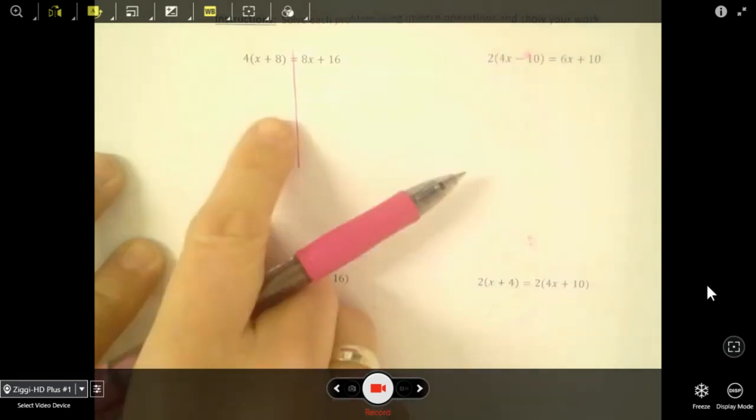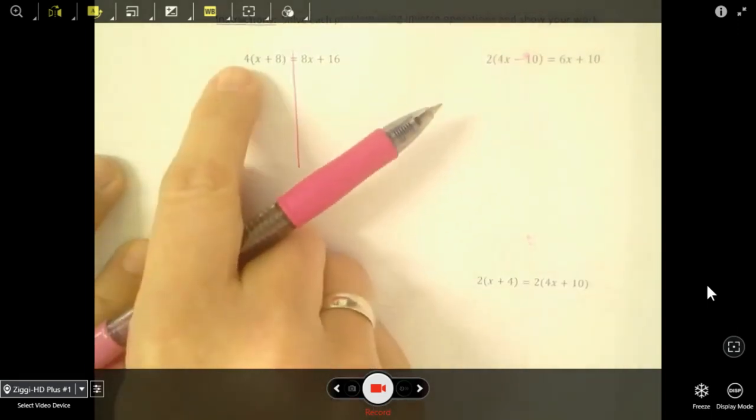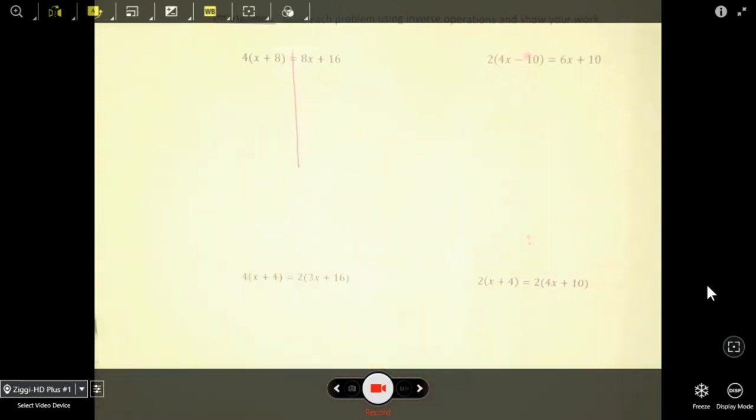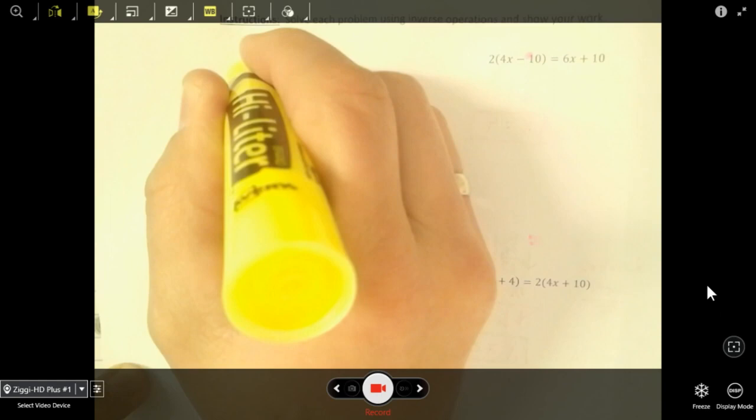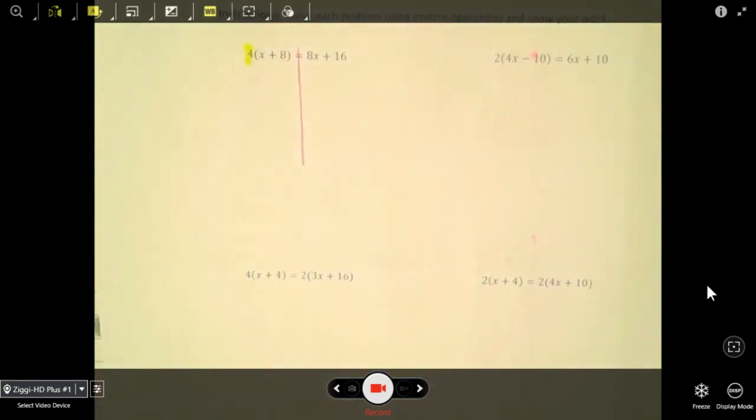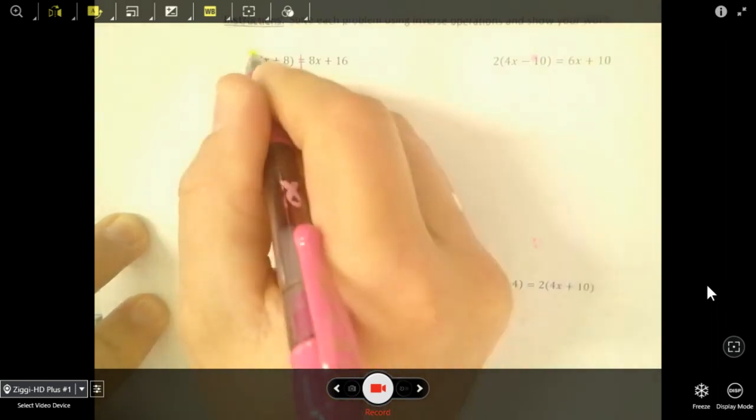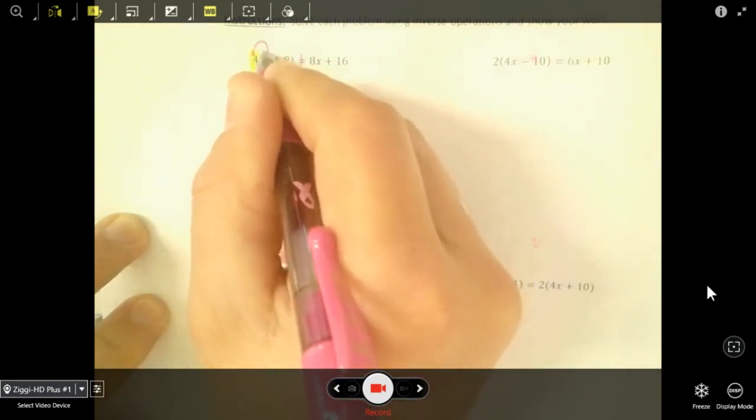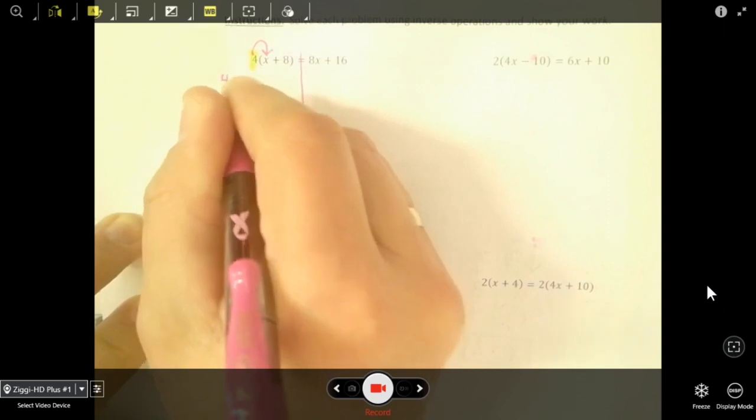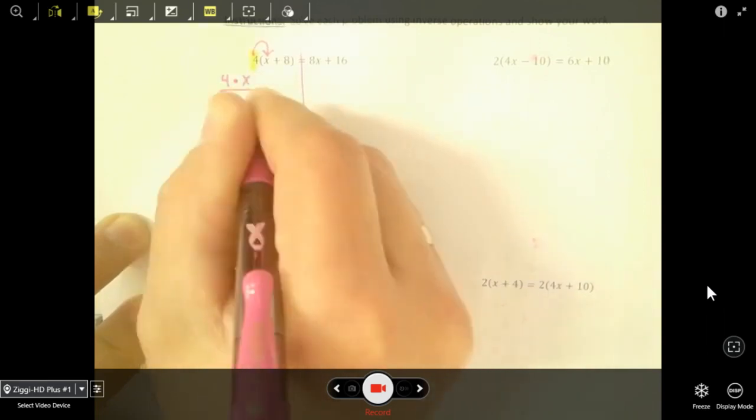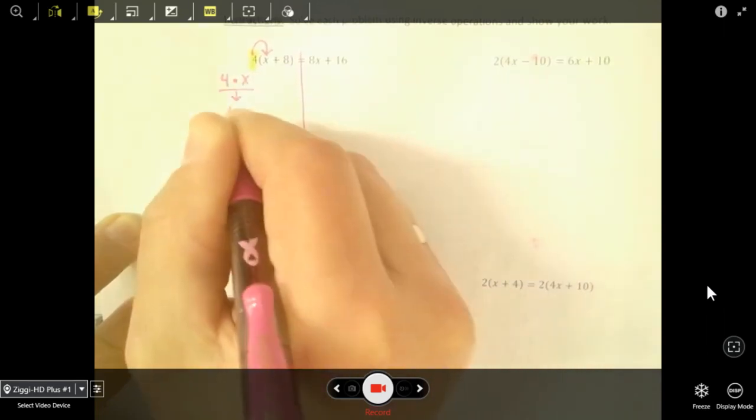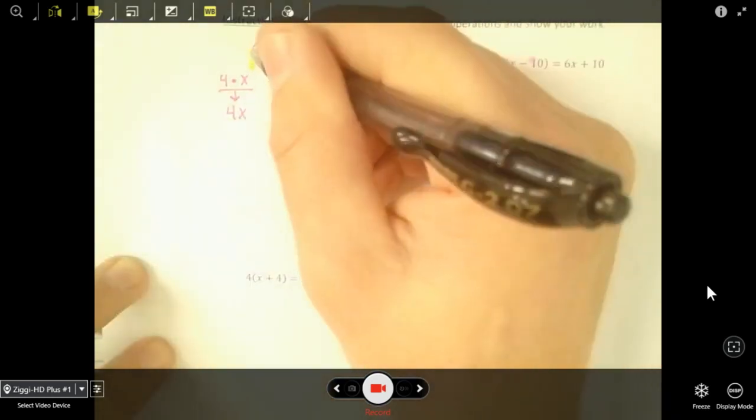And now the first thing I want to do when I see parentheses is I want to distribute this number that's in front of the parenthesis to whatever is on the other side. In other words, I want to take this 4 that's in front of the parenthesis and multiply it to the two numbers on the inside of the parenthesis. So for instance, I'm going to multiply 4 times x. And that's going to give me 4 x's. Then I'm going to multiply that 4 times the 8.